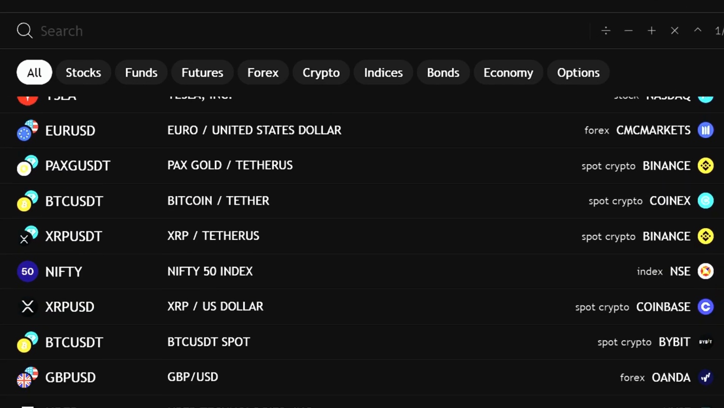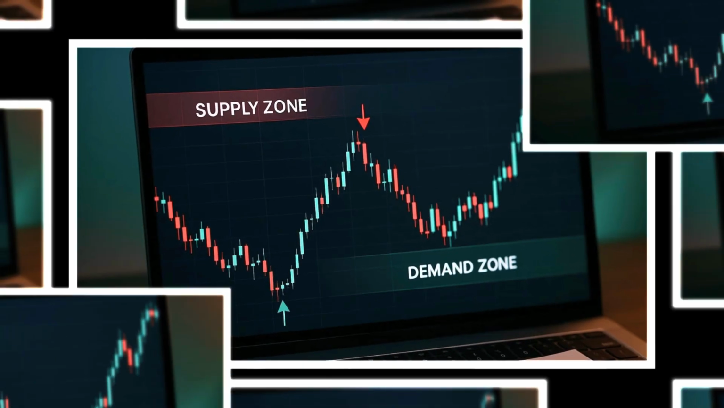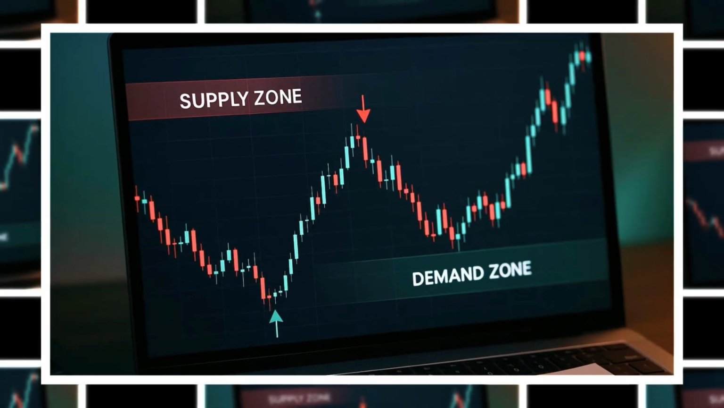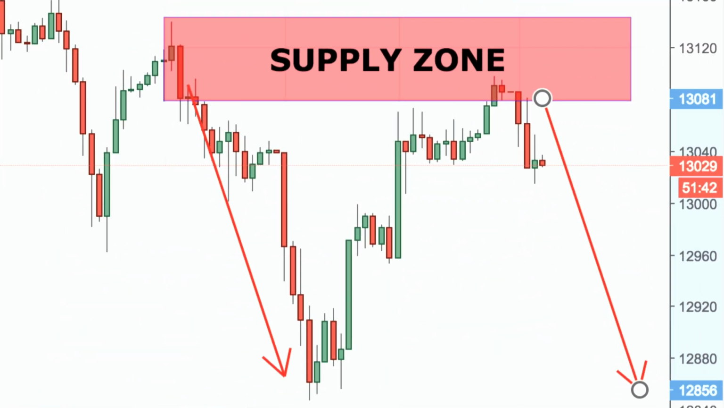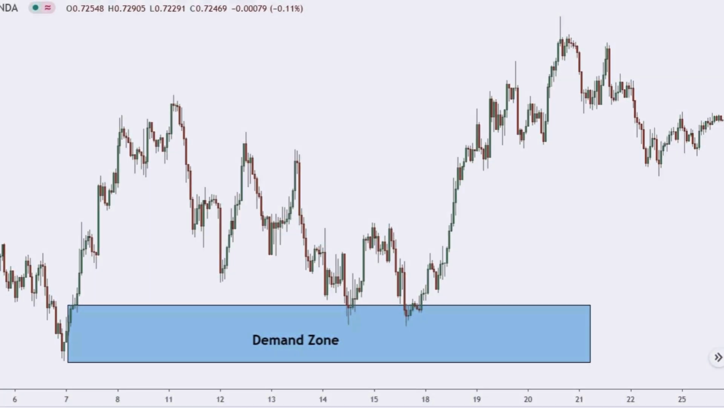Price moves for one reason: big piles of buy and sell orders. That's supply and demand. A supply zone is a wall of sellers. Price hits it, it tends to drop. The demand zone is a floor of buyers. Price hits it, it tends to bounce. Simple. The problem? Drawing these lines yourself is a total crapshoot. You get it wrong, you lose money. That's where this comes in.